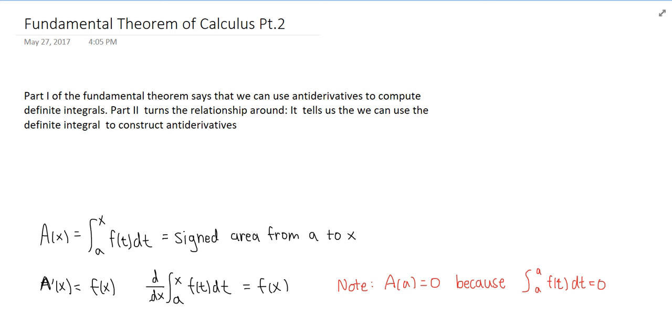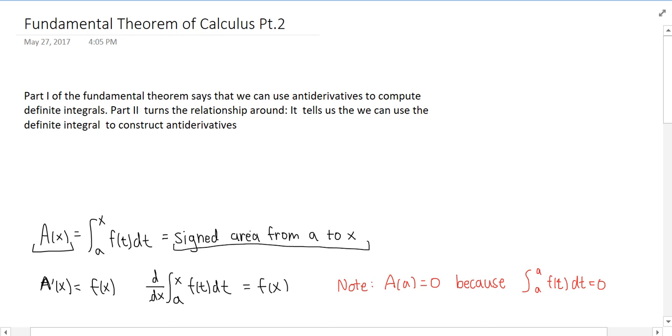Now, to state the fundamental theorem Part 2, we introduce the area function, which calculates the signed area from a to x. The area function has a lower limit of a and an upper limit of x. In essence, we turn the definite integral into a function by treating the upper limit x as a variable.